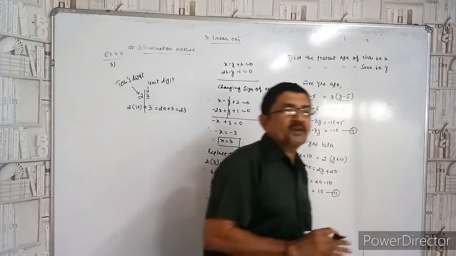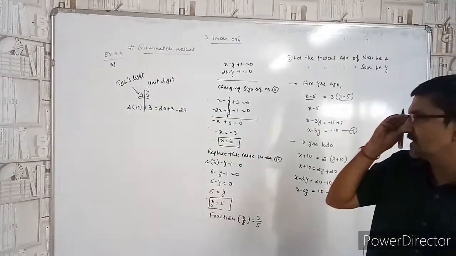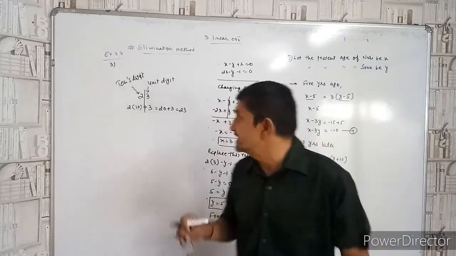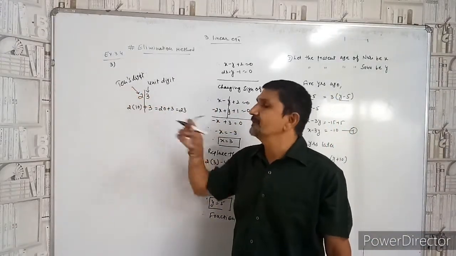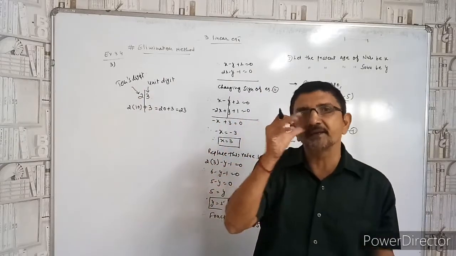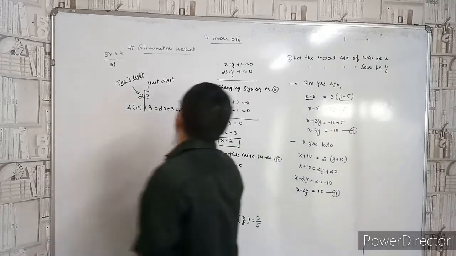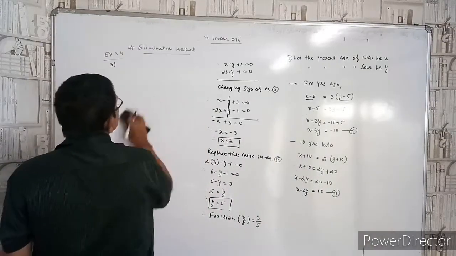Okay, so in a 2-digit number there are always 2 digits. One is called the unit digit and one is the tens digit, and the tens digit is multiplied by 10. If a hundreds digit is given, then it will be multiplied by 100. But here in linear equations we will always get a 2-digit number.